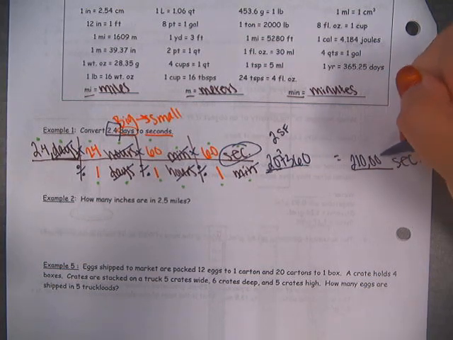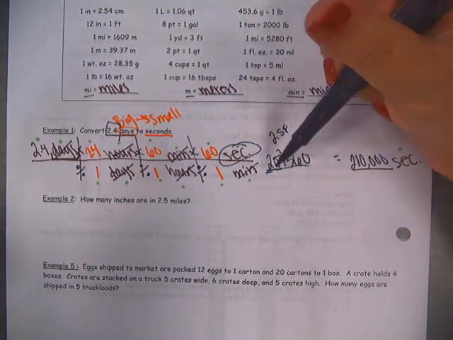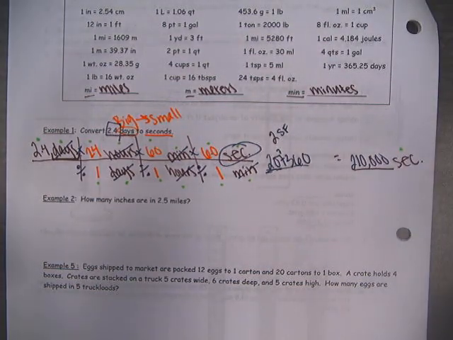210,000. So all the rest become zeros. This number is just a rounded version of that number. It's still the same order of magnitude. 207,000 is still relatively close to 210,000, even though that's a lot more rounding than we're probably used to or usually comfortable with. Any questions on how we solved that one?